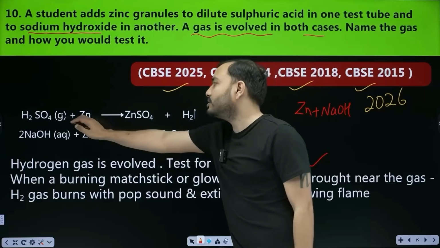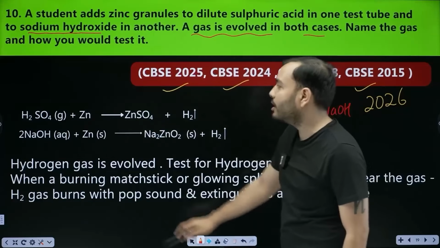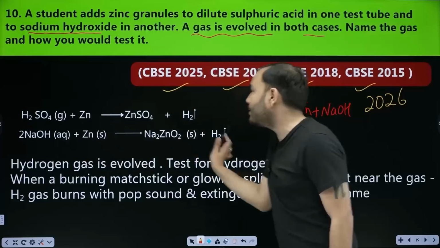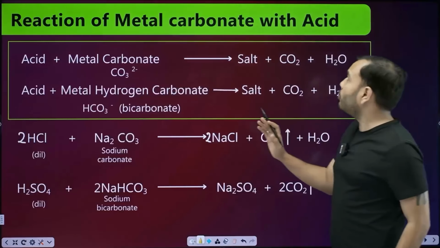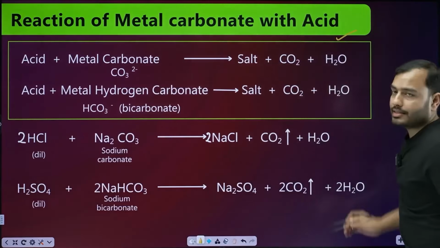All right. Now let's see the reaction. Zinc with H2SO4, hydrogen comes out. Zinc with NaOH, hydrogen comes out. What has become? Na2ZnO2. Clear? Yes. Now reaction of metal carbonate with acid.